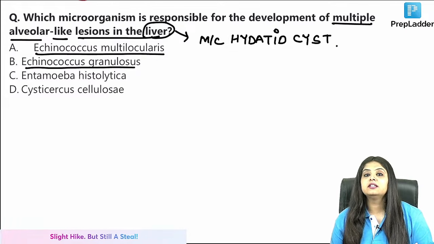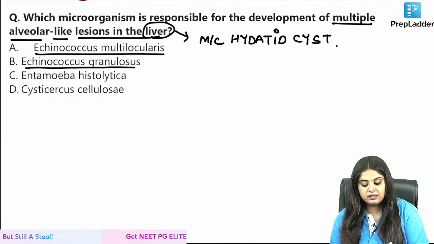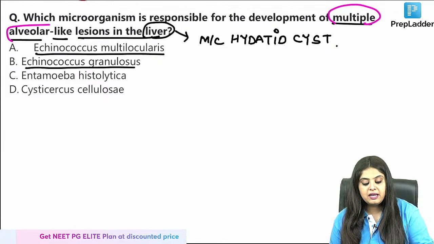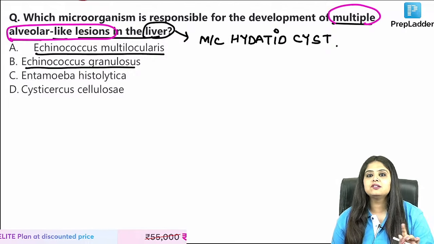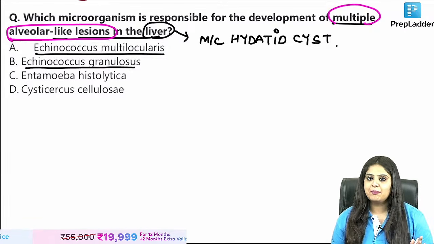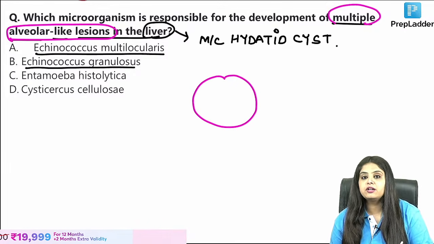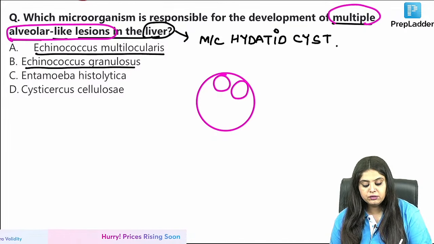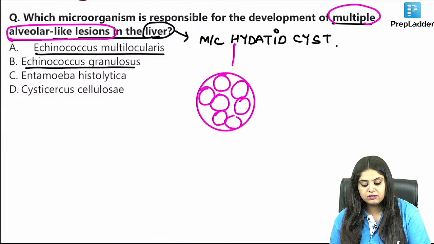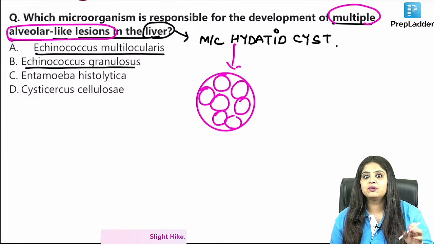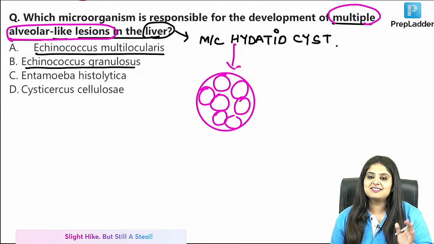Both of them cause it in the liver. How will I know the answer? Look at this. The organism has multiple alveolar-like lesions. This doesn't mean it is happening in your lungs. No. It is happening in the liver, but the organism, instead of looking like this, the cyst is looking like this. The hydrated cyst that is formed has alveoli-like structures, but that doesn't mean it's in the lungs. It's still in the liver.